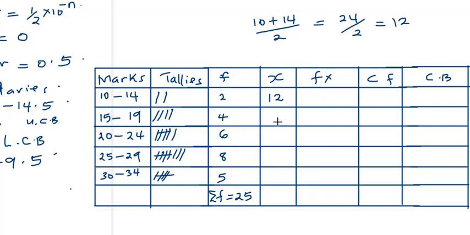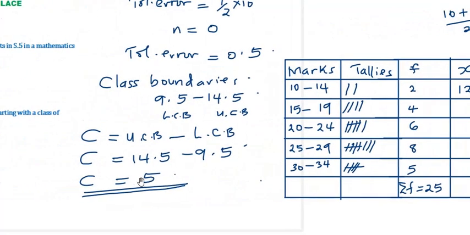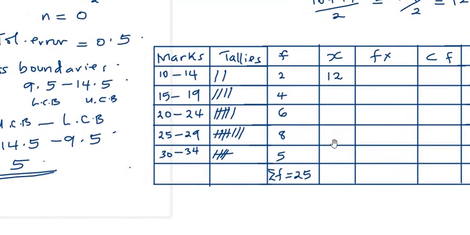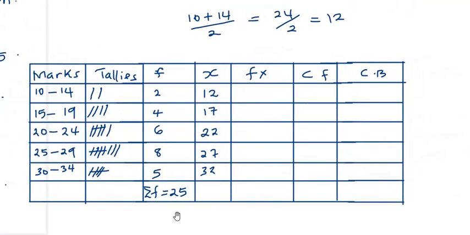But since our data is of uniform class width, as being 5, what we are going to do is keep on adding the class width. So for example, 12 plus the class width, which is 5, is 17, plus 5 is 22, plus 5 is 27, plus 5 is 32. This helps us save time, but it is only done if the data has equal class width. Next, we need to get fx.